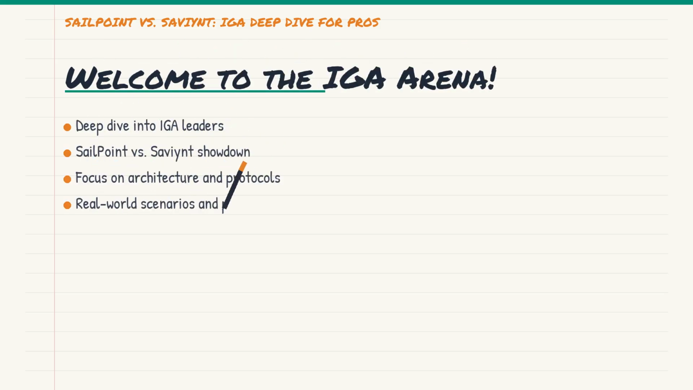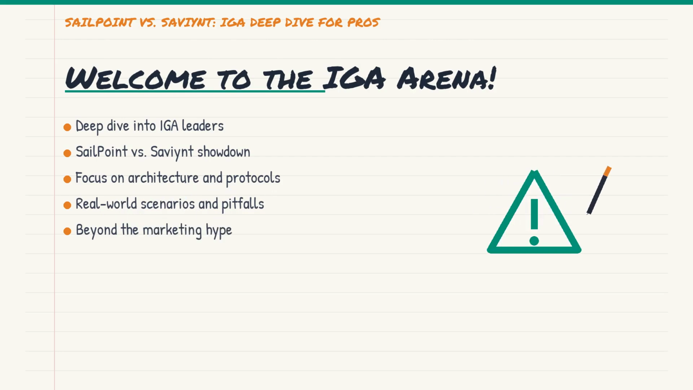Today, we are jumping into a topic that gets a lot of enterprise security folks thinking: identity governance and administration, or IGA. Specifically, we are putting two of the biggest names head-to-head, SailPoint and Saviynt. Forget the flashy brochures. We are going to dissect what these platforms really do under the hood, look at how they handle tricky situations, and what pitfalls you need to watch out for. This is for those of you who have moved past the basics and are ready for a deep dive. So grab your coffee, settle in, and let's get started.